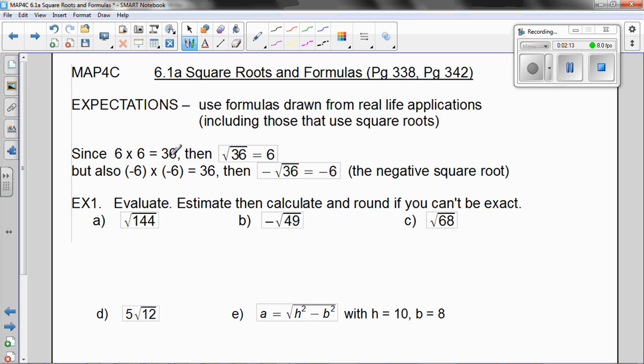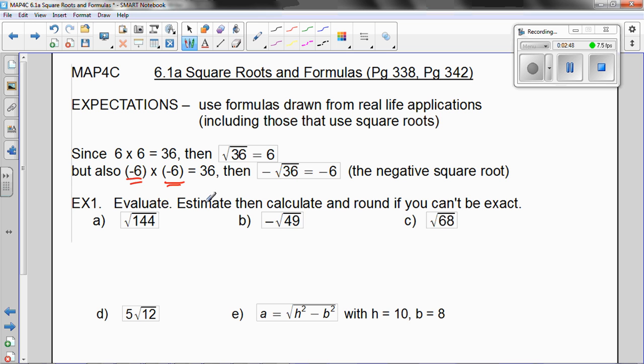Use formulas drawn from real life applications and including those that use square roots. Since 6 times 6 is 36, then the opposite way, the square root of 36 is 6. Right? We can think of it the opposite way. Notice also, negative 6 times negative 6 is 36. So negative 6 is also a square root of 36. And the notation is we have a negative square root. The square root of 36 always implies a positive number, right? And so negative of that implies the negative square root. Good, good, good.